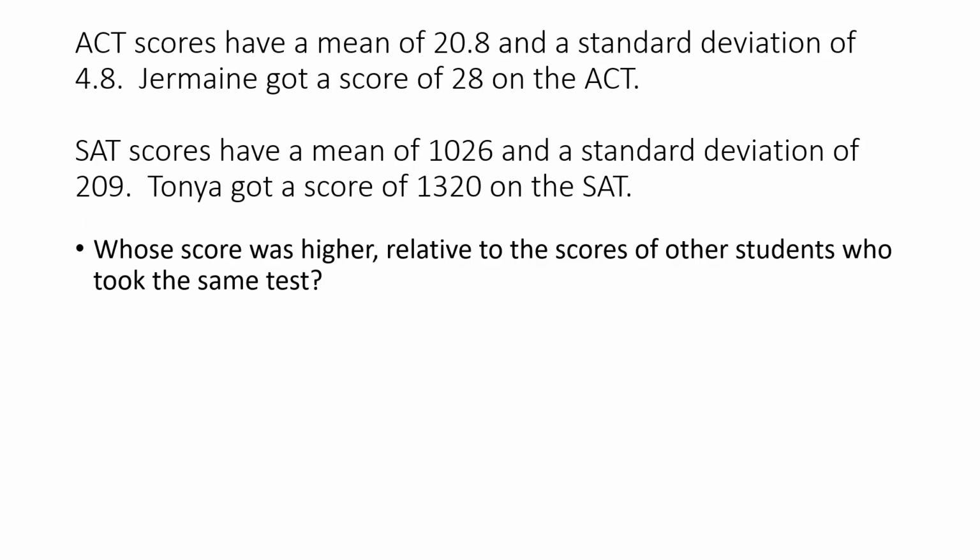But the problem is, one of them took the ACT and the other one took the SAT. So ACT scores have a mean of 20.8 and a standard deviation of 4.8. And Jermaine got a score of 28. SAT scores have a mean of 1,026 and a standard deviation of 209. And Tanya got a score of 1,320 on the SAT. So whose score was better? Take a moment to try using z-scores to answer this question.